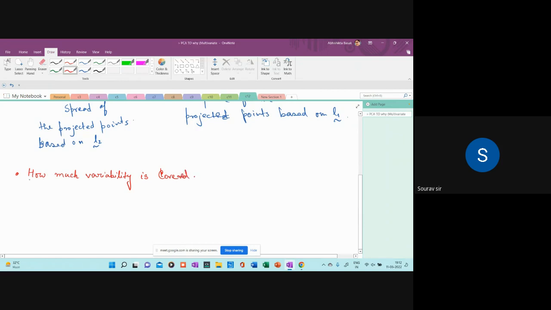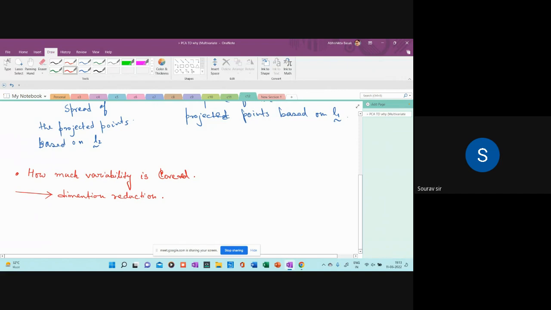How much variability is covered? This is my question number 2. And the last thing is that the target of PC ultimately is dimension reduction. Okay, is it clear? So for this, what are we mathematically going to do?